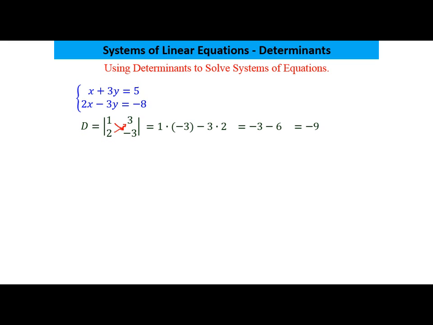Okay, now here's what's new. If I'm trying to solve for x, I'm going to forget about that negative 9 for a second. I'm going to rewrite my determinant for x by using my answers right here. So 5, negative 8 replaces your first column.